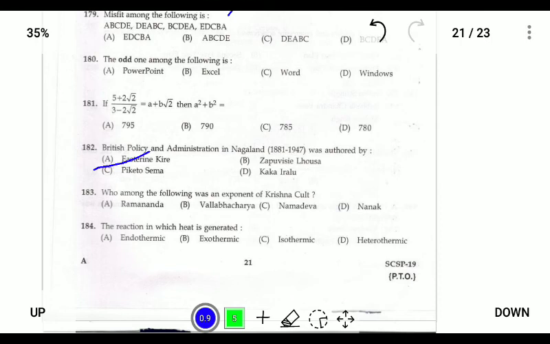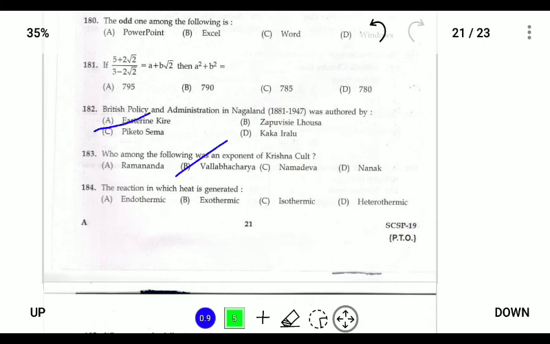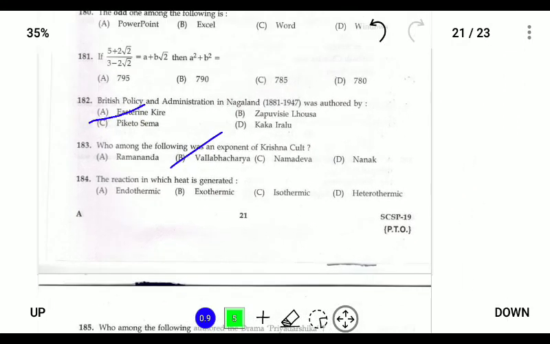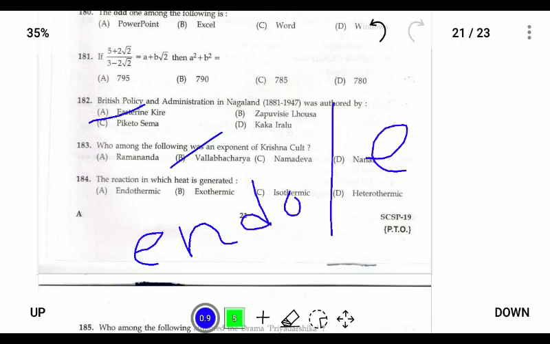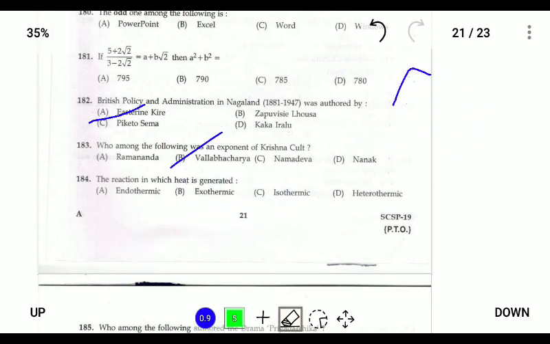183. Who among the following was an expert of Krishna cult? So the Krishna cult famous was Vallabhacharya, and he was a part of the Bhakti movement. Next, 184. The reaction in which heat is generated. So chemical reaction consists of two, that is endo and exothermic reaction. So endo is when heat is absorbed, and exo is when heat is released. So if we look at the word, if heat is generated, then it is exothermic reaction.